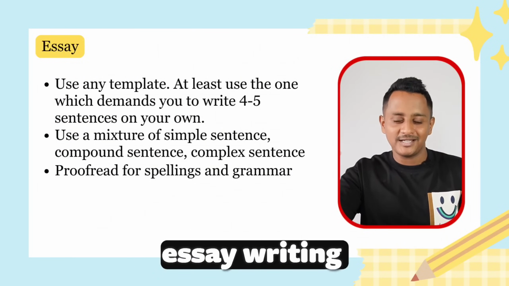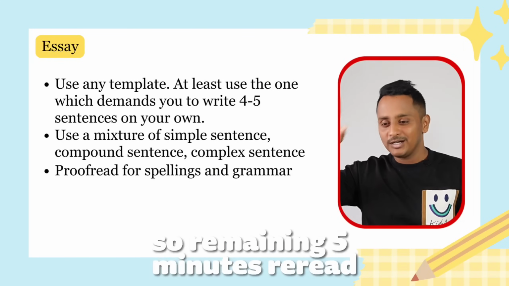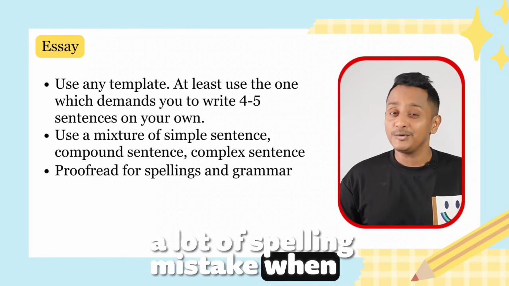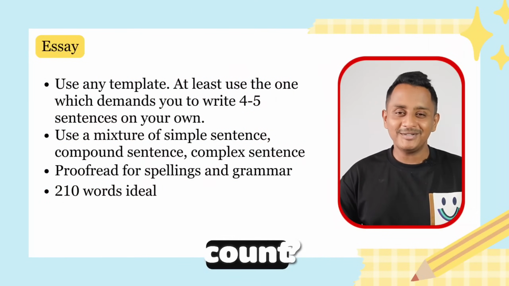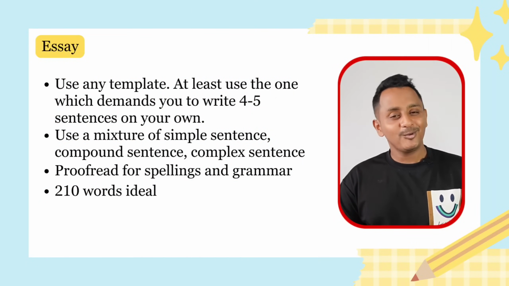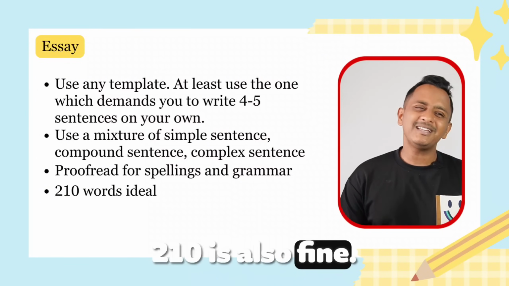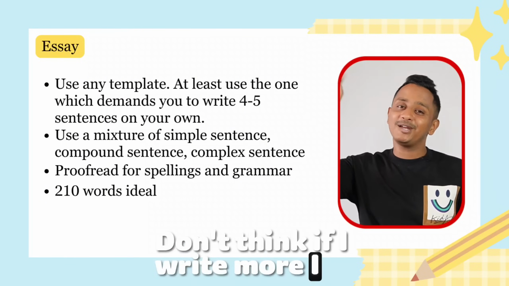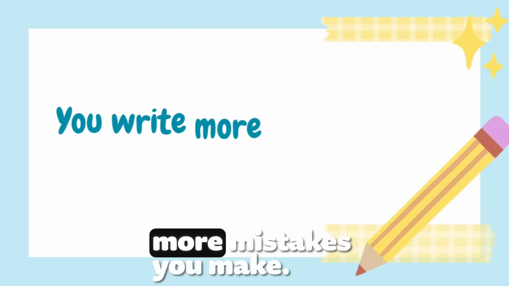Let's say you finish your essay writing in 15 minutes. The remaining 5 minutes, reread it, because you would have made a lot of spelling mistake when you have typed. What would be the ideal word count? Anything about 200 is absolutely fine. 201 is also fine. 210 is also fine. Ideal word count would be around 220, 230, more than enough. Don't think if I write more, I get more marks. You write more, more mistakes you make.